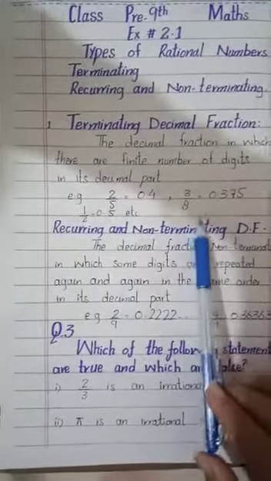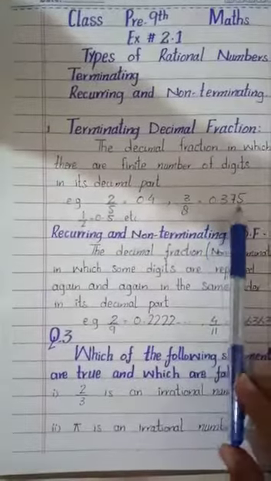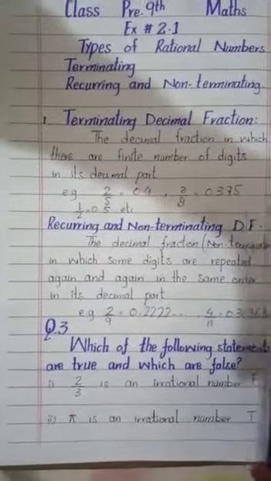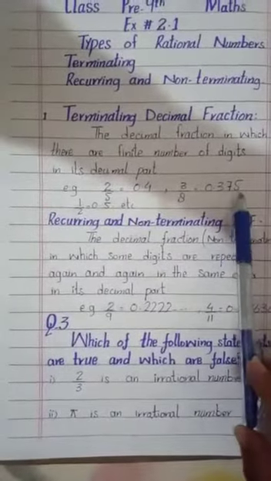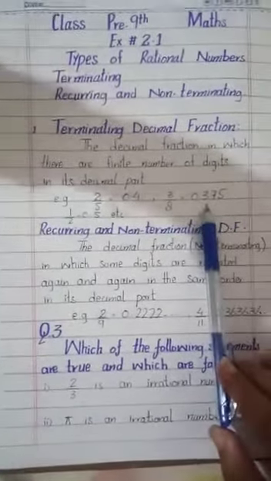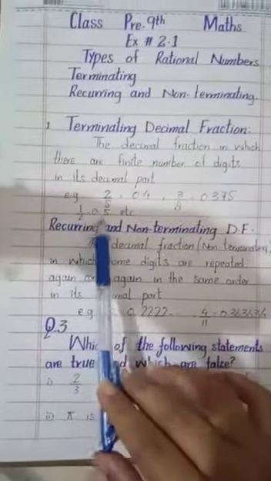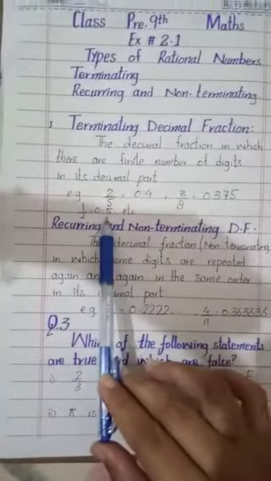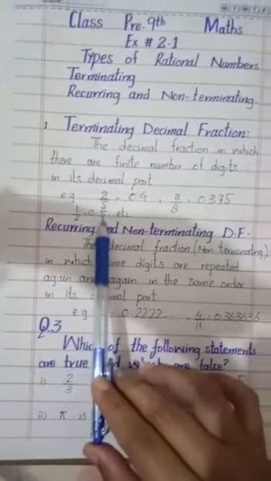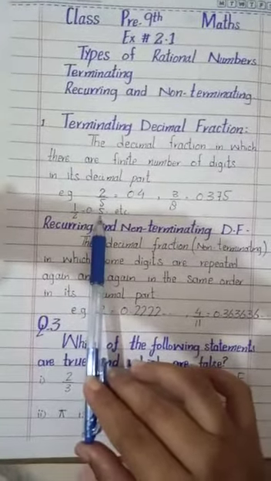Next you can see 3 by 8 is equal to 0.375. Now there is no number which repeats itself, it terminates at 5, so this is called terminating decimal fraction. 1 by 2 is equal to 0.5, it also terminates, it has a finite number of digits after the decimal point, so this is called terminating decimal fraction.